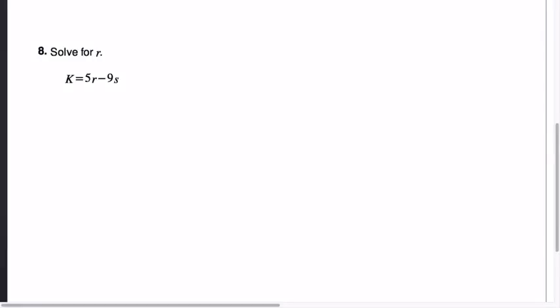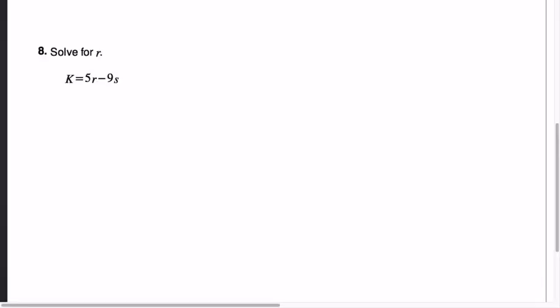So this is a problem that gives you an equation that now has not just one variable in it, but several. When we look at this equation, we have an unknown that we call k, we have an r, we have an s. We also have some other constants. We have a 5 and a 9. But the goal, what's being asked of you in this problem, is to solve for r.